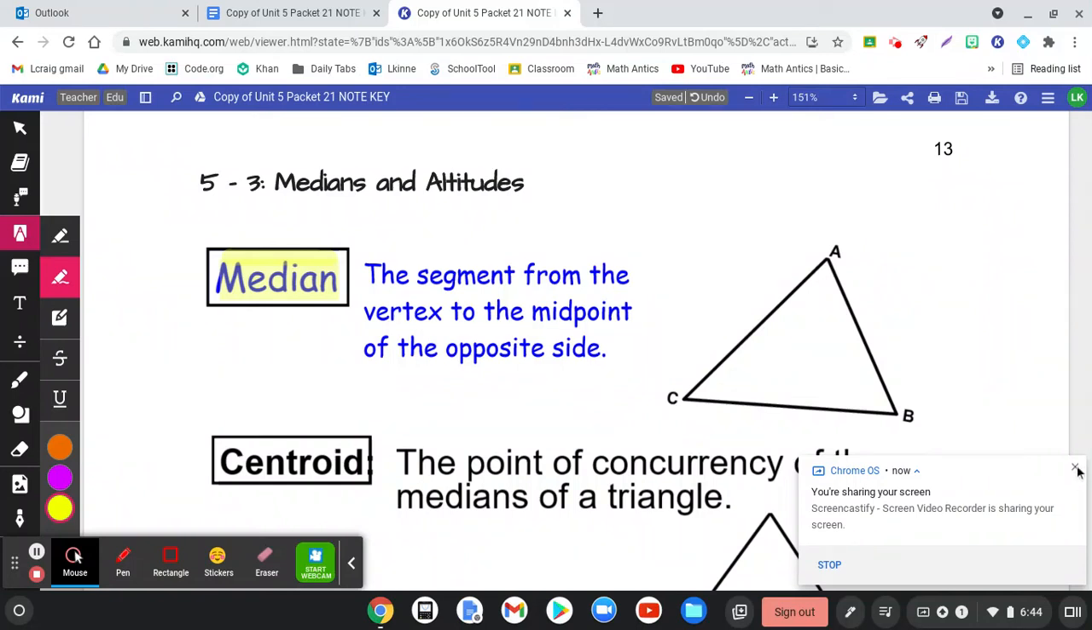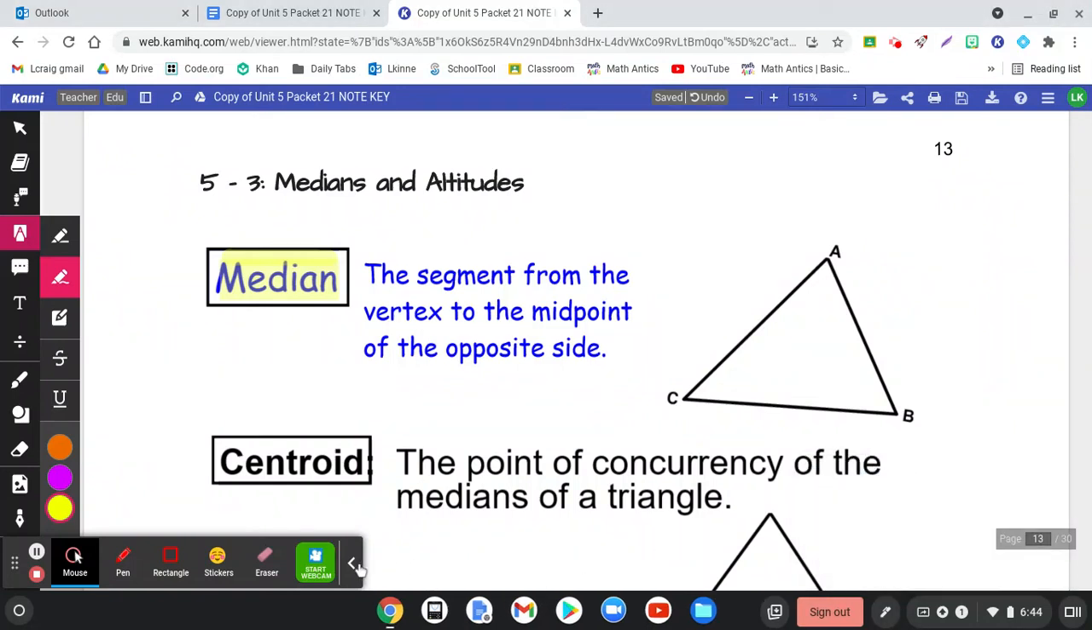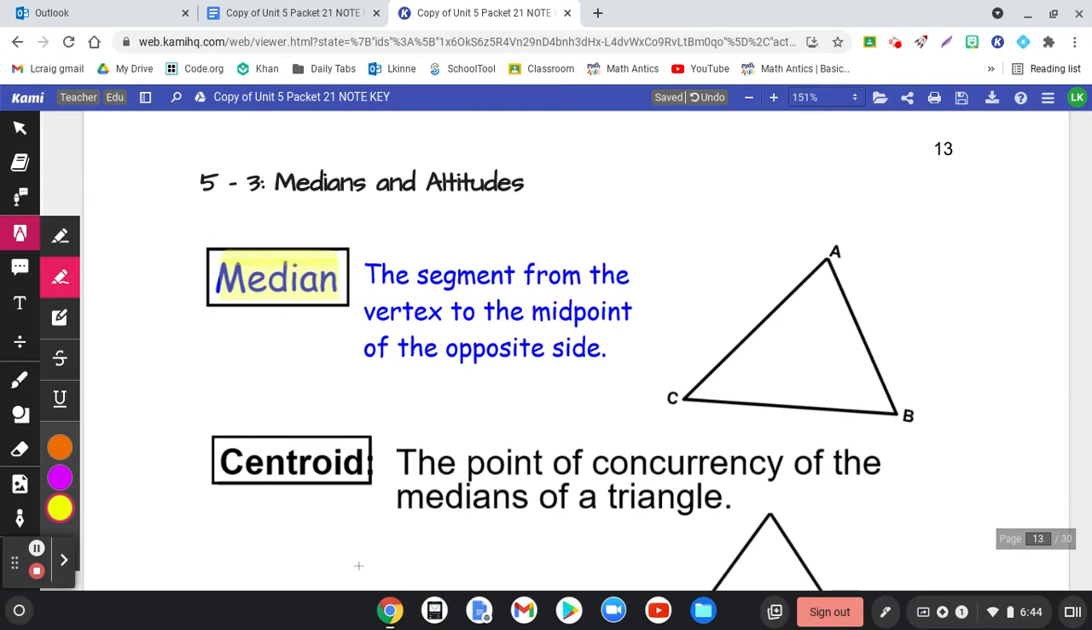Hey everybody! Today we're going to talk about two more points of concurrency. Yesterday we talked about the circumcenter, which was made up of perpendicular bisectors, and we also talked about the incenter, which is made up of angle bisectors. Today we're going to talk about medians and altitudes.